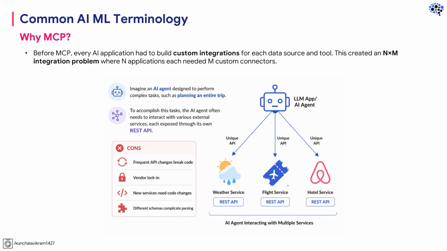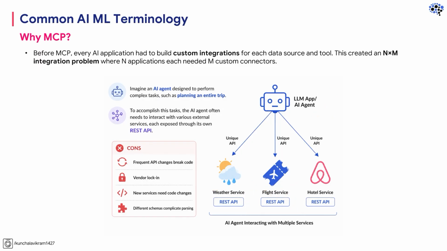But what are the disadvantages in this case? If any of the REST API models changes, you need to update the AI agent with the updated REST API models. Also, if one of the weather service applications that you are using is no longer available, you need to replace it with a different weather service, which also requires rewriting the AI agent. And this is vendor lock-in, right? Once you write the AI agent, it will only work with a specific flight service or hotel service, because these are all hard coded into the AI agent.